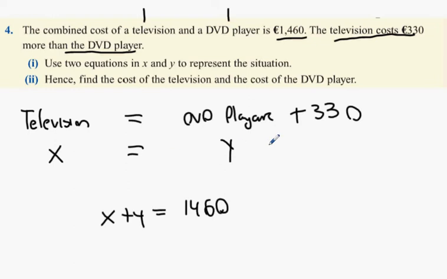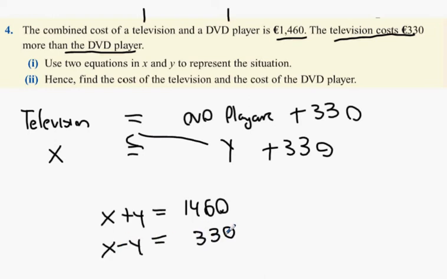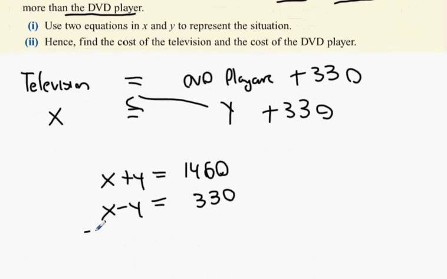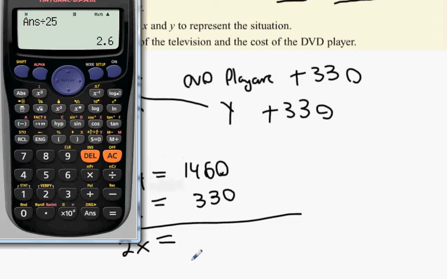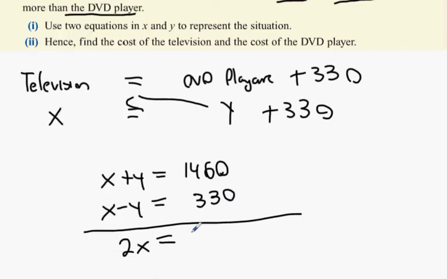X equals Y plus 330. Bring the Y over to your side. X minus Y equals 330. That's it. That's the trick. Add it directly down. 2X equals, what's the two of them added together? Anybody got it? 1790. And then divide it by 2.